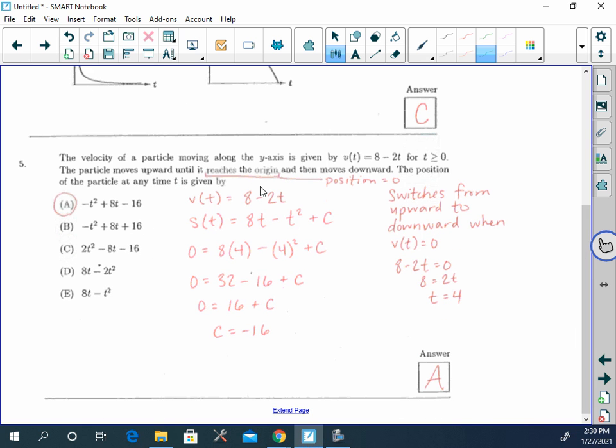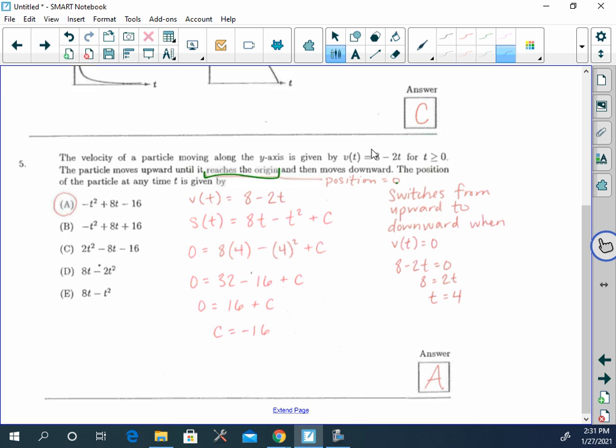Then 5, the velocity of a particle moving along the y-axis is given here. It moves upward until it reaches the origin. Now some people think of the origin as 0, 0 because that's what you've been taught all the way through, right? When it's talking about the origin and we're talking about velocity, acceleration, and position, the origin is when the position is 0. So when you see reaches the origin, all that means is the position equals 0, okay? So it moves upward until the position is 0, and then it moves downward. The position of the particle at any time t is given by which one of these?